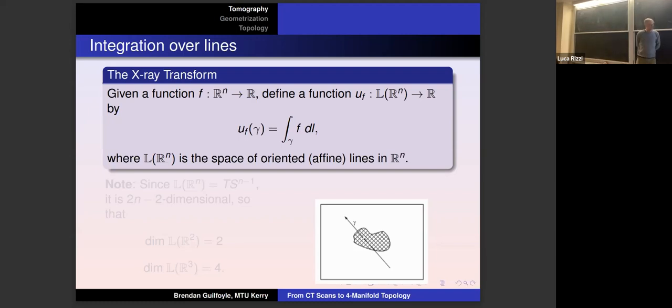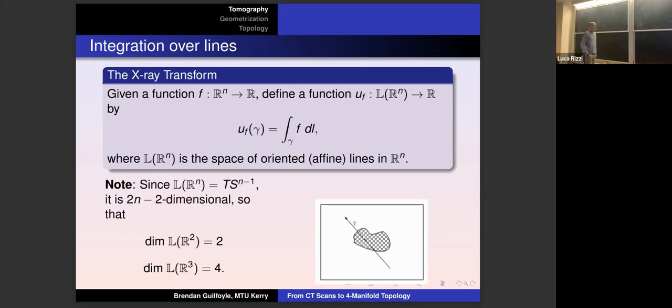This L of Rn is the space of oriented affine lines, not through the origin, not like in algebraic geometry, where of course you look at complex lines through the origin. Here we're looking at the space of all oriented affine lines in Rn. If you have a light ray passing through some density, it ends up with a loss in the intensity of the light, and geometric optics is one of the names adopted for this. In Rn, the space of oriented lines is in fact the tangent space to Sn-1.